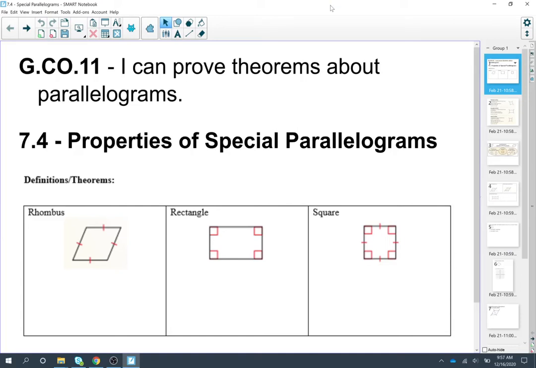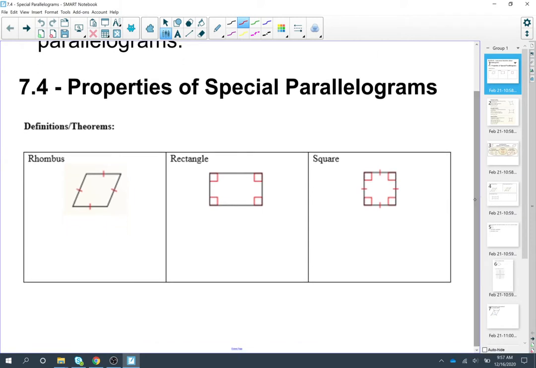7.4 Properties of Special Parallelograms. So far in 7.2 and 7.3 we've been looking at parallelograms, but now we're going to take a look at more parallelograms, just special parallelograms. So the first one we're going to take a look at is a rhombus.